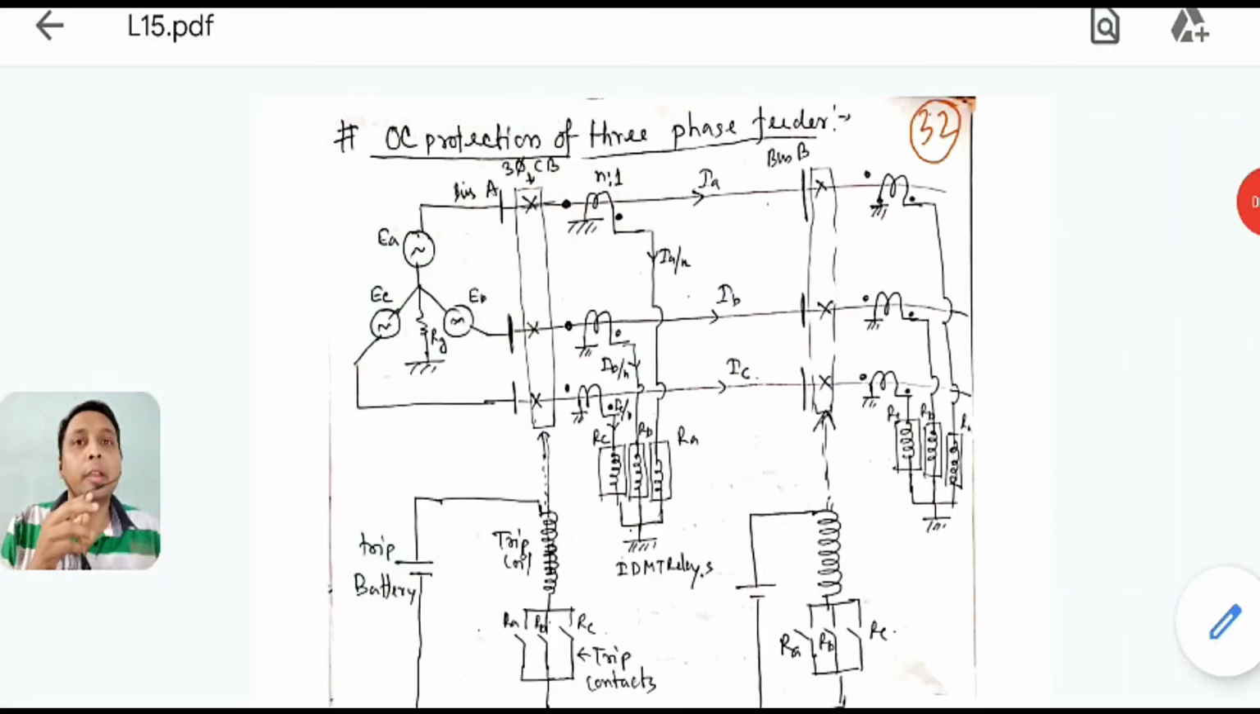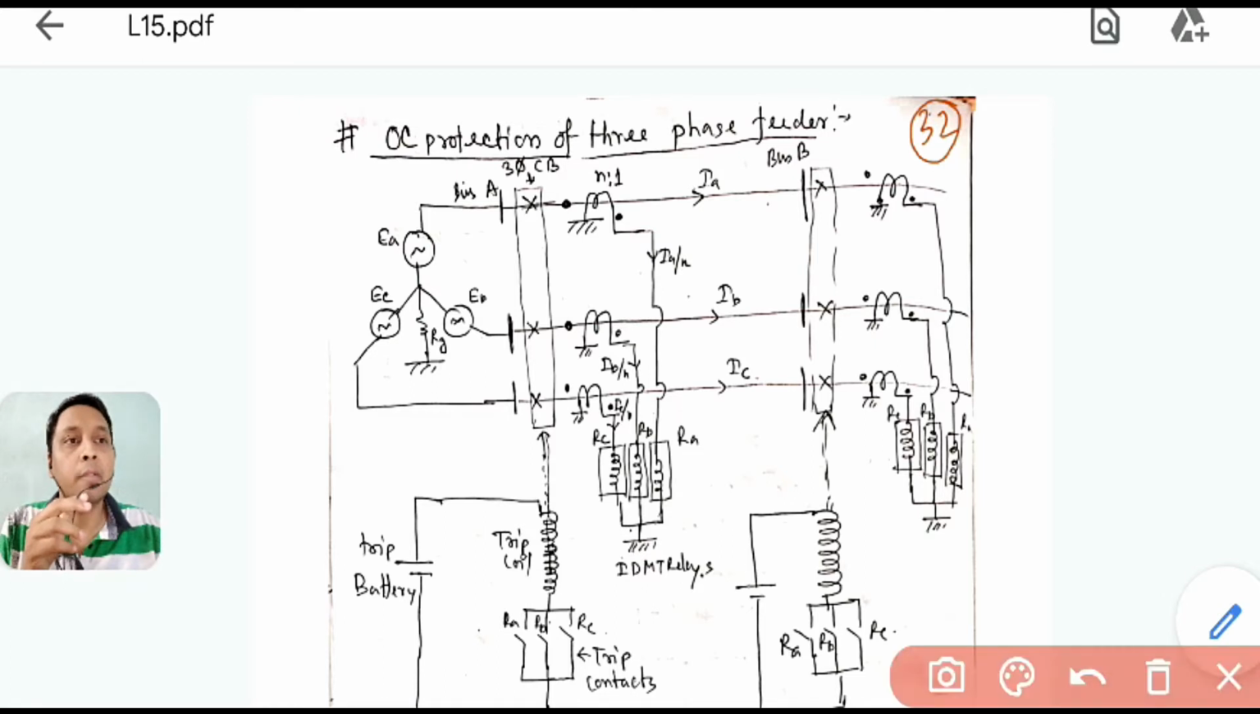Okay students, in continuation to our earlier lecture, we are now starting lecture 15. Up to this much we have discussed primary backup coordination of DTOC and IDMT relays, and we have solved numericals. Now we will see in practical life how these overcurrent relays are connected in a three-phase system. So it is a three-phase overcurrent system.